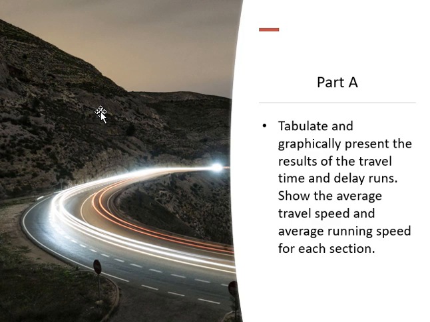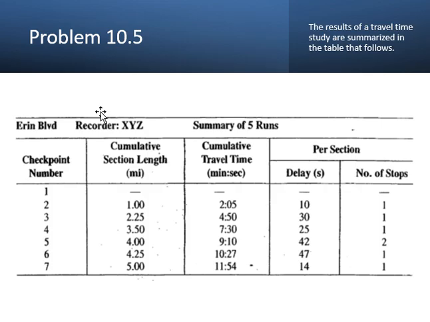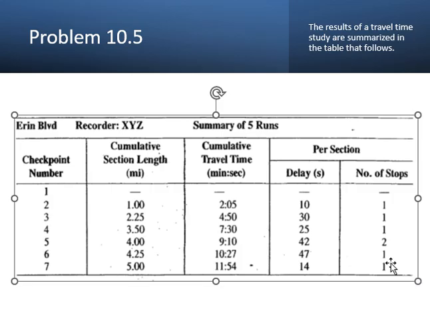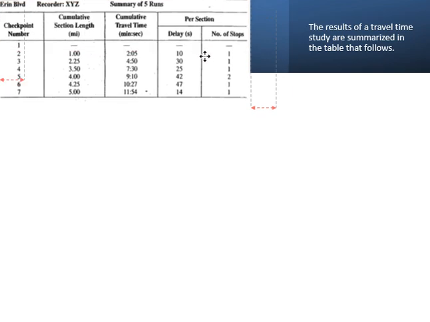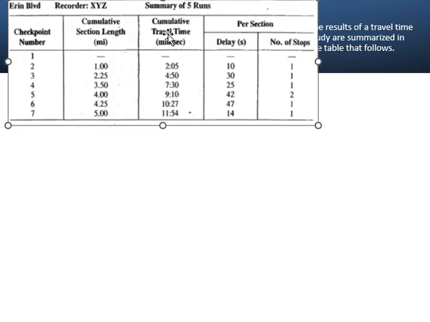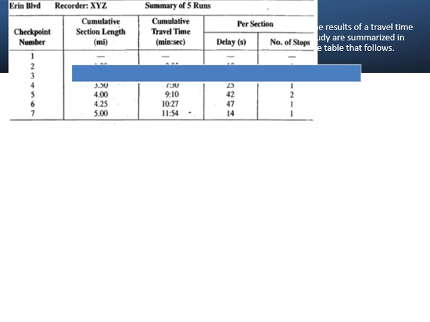The first thing they are asking is they want the average travel speed and average running speed for each section. For each section, they want the average travel speed and average running speed. How many sections do we have? There are 7 points. So how many sections? 6.